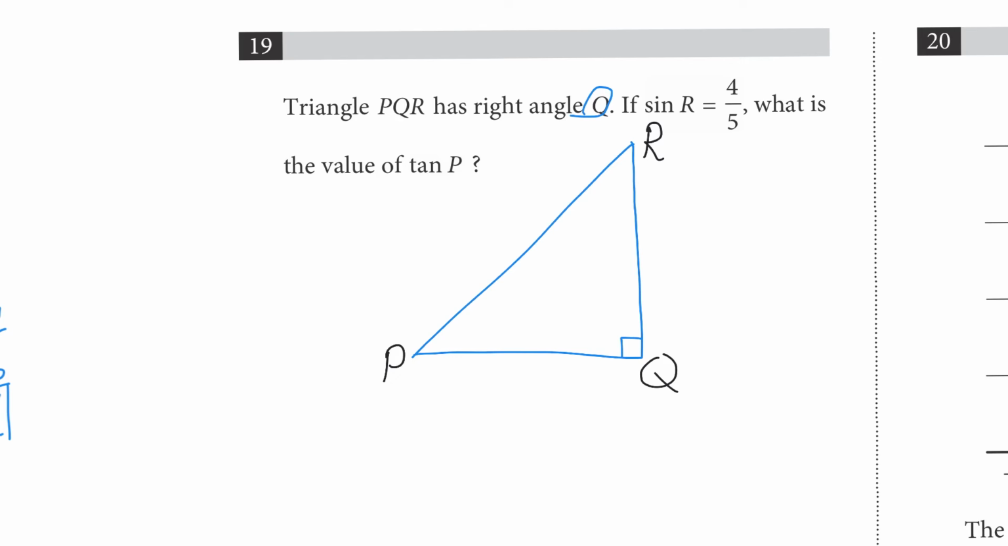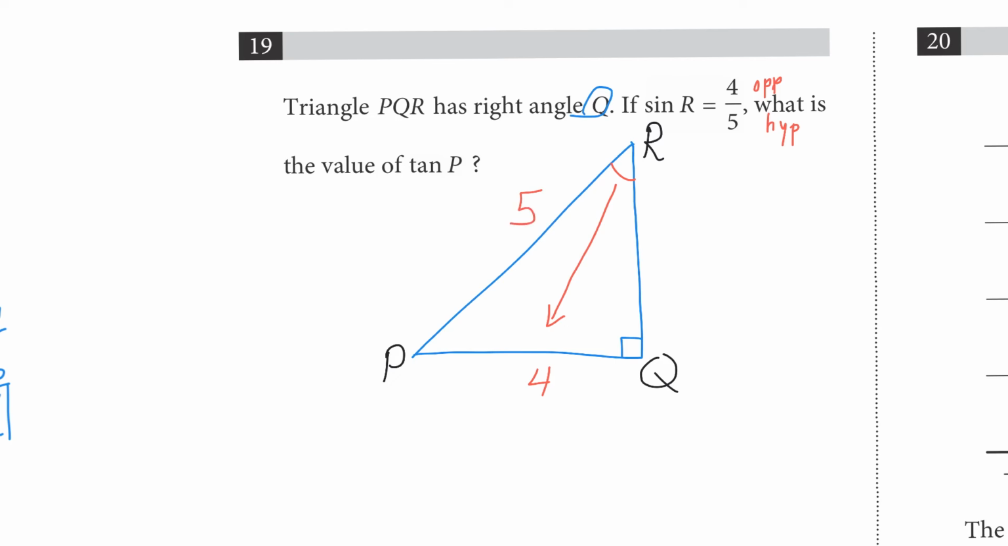So the sine is the opposite over the hypotenuse. And so opposite of angle R, here's angle R. So opposite angle R, this is going to be 4, and the hypotenuse is going to be 5.